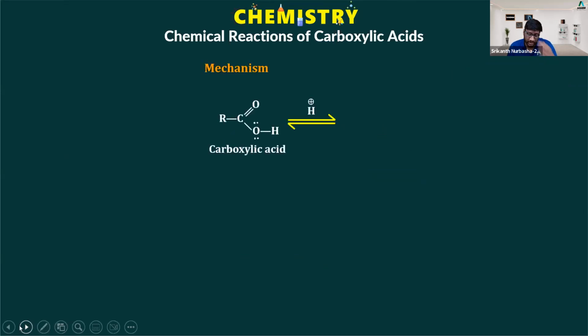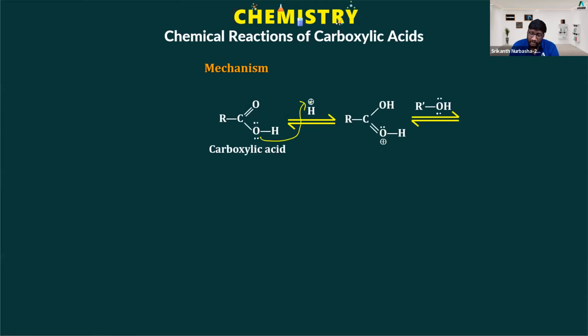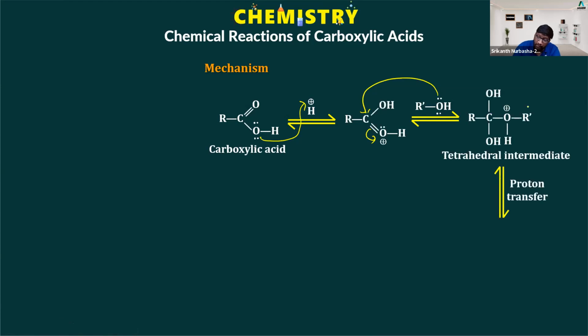Mechanism is simple. First step, a lone pair of electrons on oxygen attacks the H plus. Why? We have to increase the electrophilicity. Why? Because alcohol is a poor nucleophile. So now alcohol attacks the carbon, the C double bond pi electrons move away. This carbon is sp2 hybridized, but now it becomes sp3. Yes or no? So a tetrahedral intermediate will be obtained.